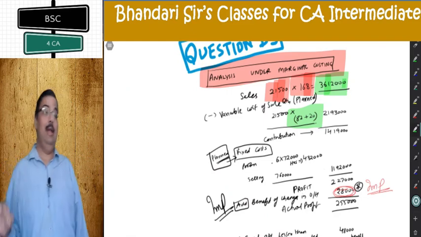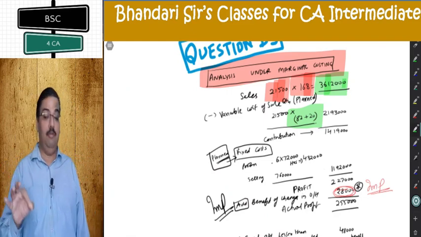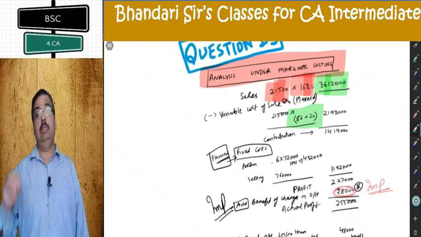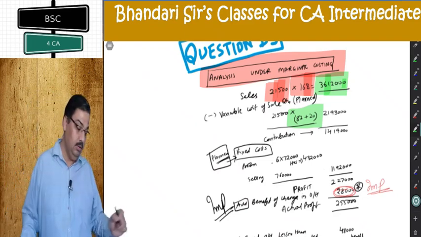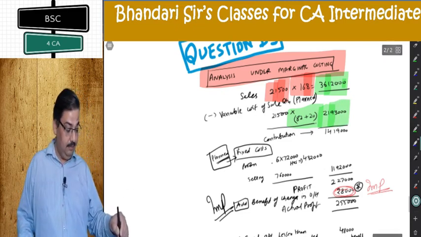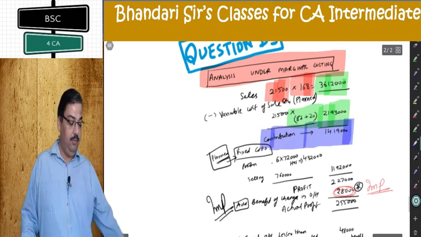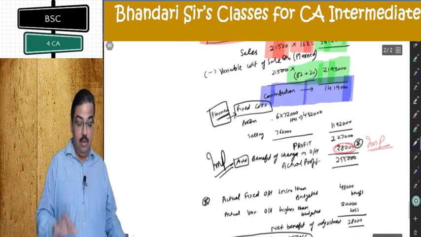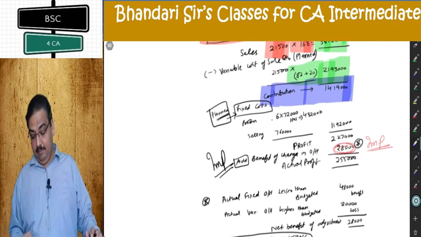102 per unit applied on sold units 21,500. This was all my normal costing basis variable cost. 21,93,000. Once you subtract, I get contribution of 14,19,000. Fixed cost planned again.